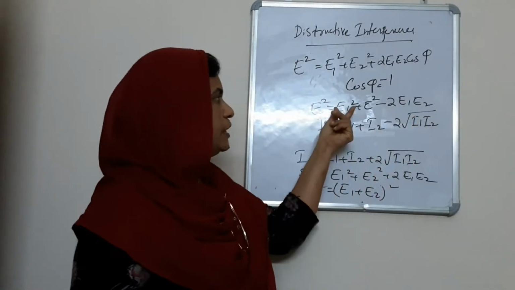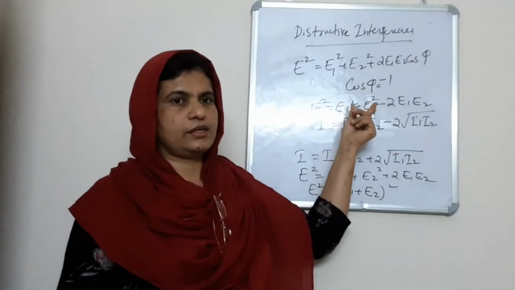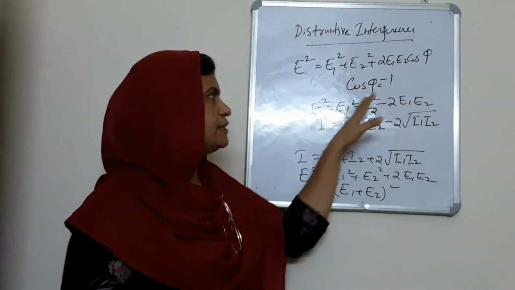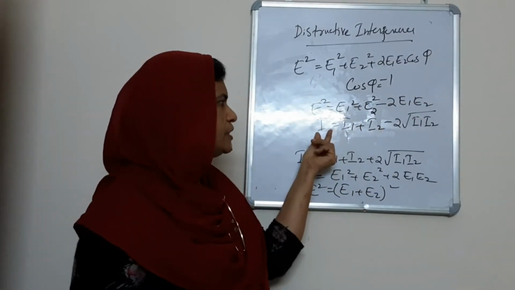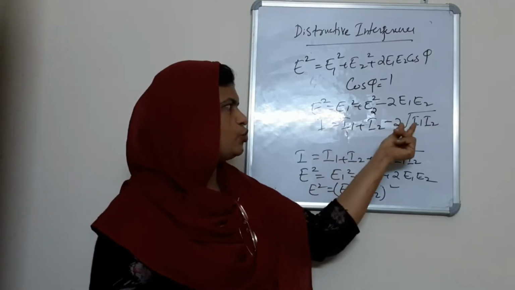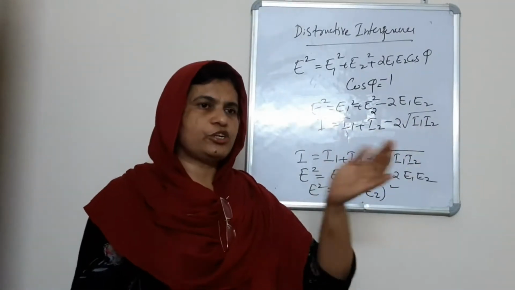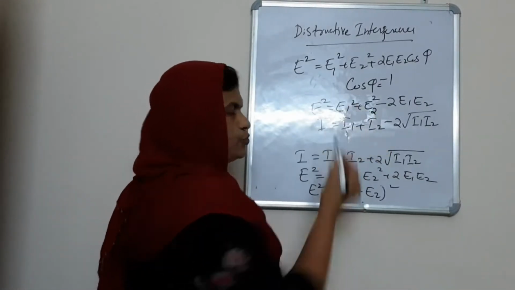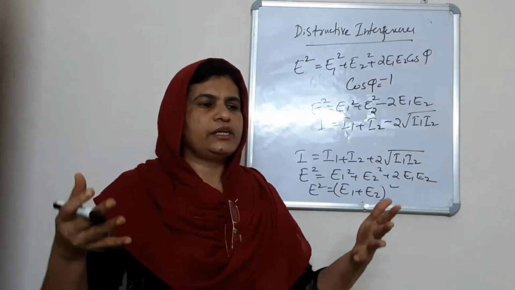And obviously E1 square plus E2 square is the total intensity. There is an additional negative term, therefore it is less than the total. That's a clear one. Less than the total value, and intensity is equal to I1 plus I2 minus 2 root I1 I2. If the intensity of the first is equal to the intensity of the second, then E1 is equal to E2. Amplitude of the first wave is equal to amplitude of the second wave.